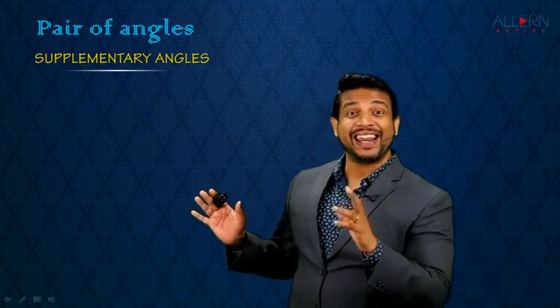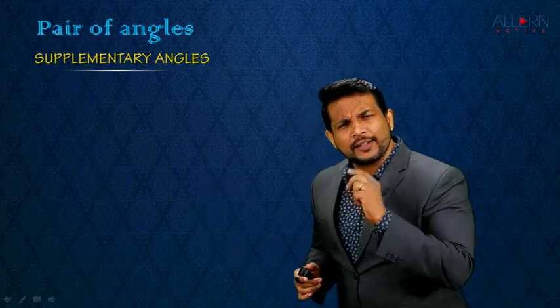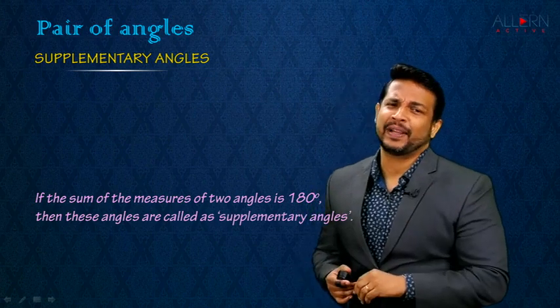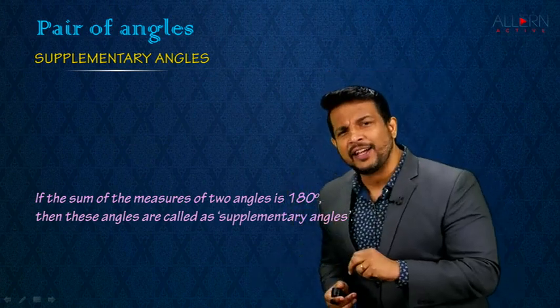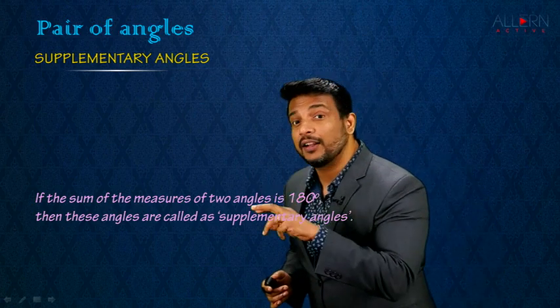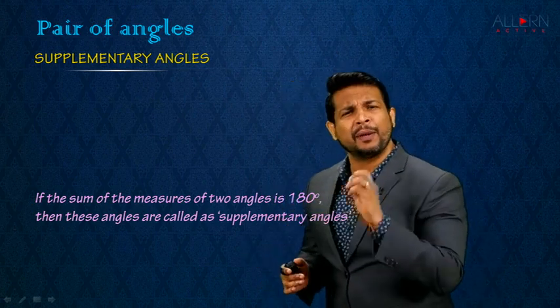Let us discuss a few more pairs of angles. Let's understand this. It is very simple, called supplementary angles. When two angles are to be supplementary, the definition is very simple. It says that if the sum of the measures of two angles is 180 degrees, then these angles are said to be supplementary angles.